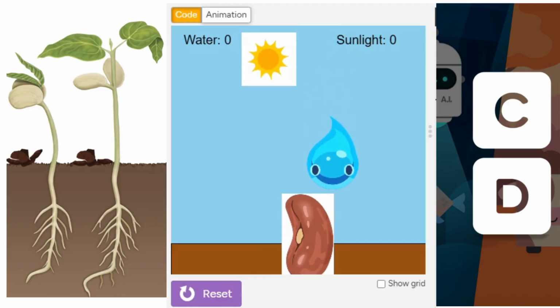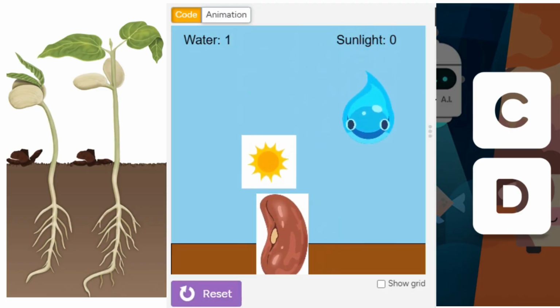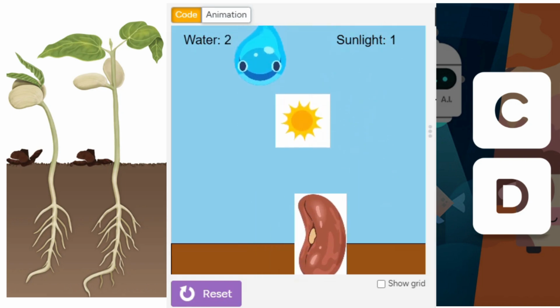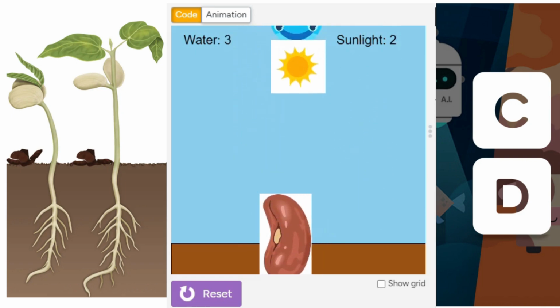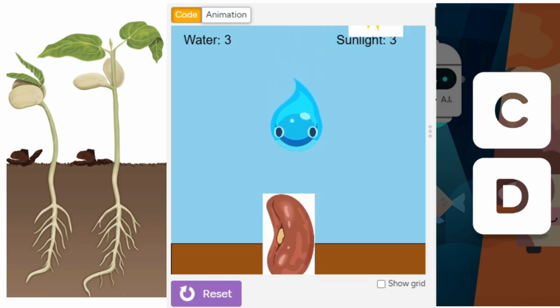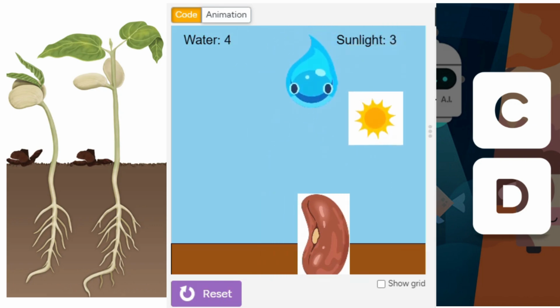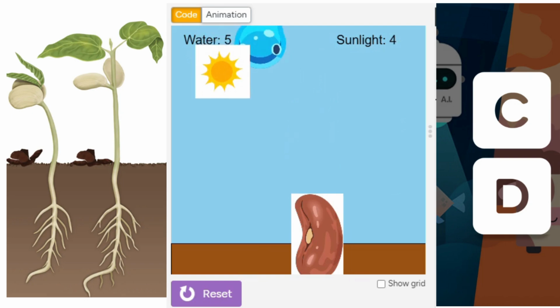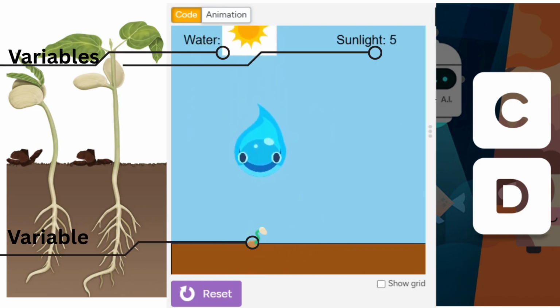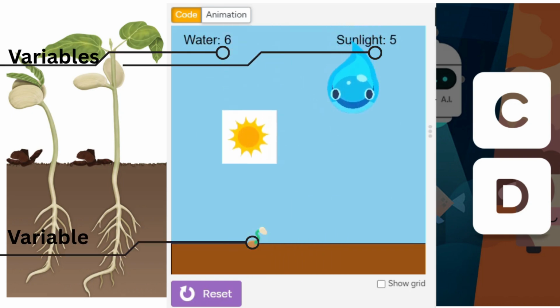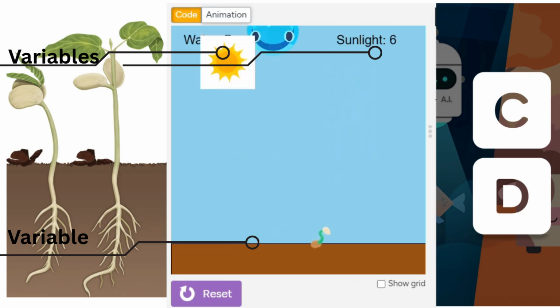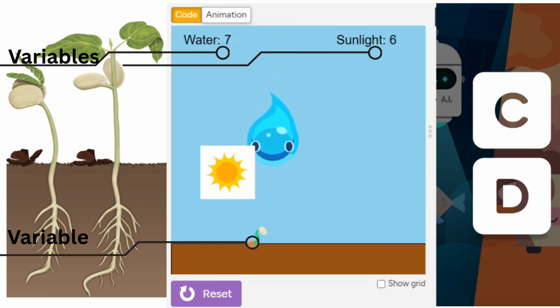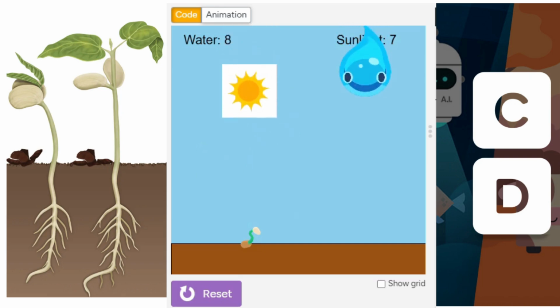Next is my seed germination simulation that I built on code.org. Technically, this uses GameLab's sprite properties and collision detection. I created variables for water, sun, and growth stage to track the plant's biological needs in real time.